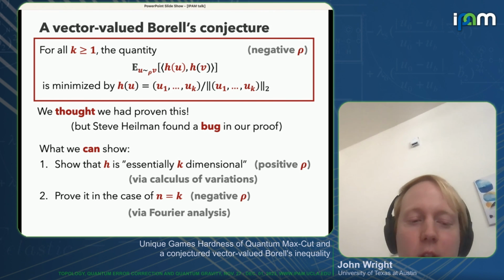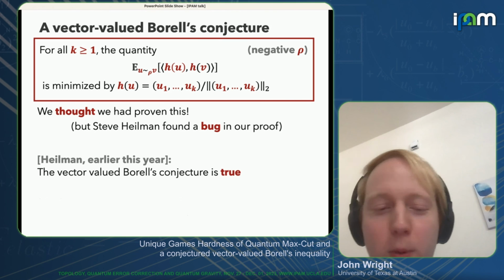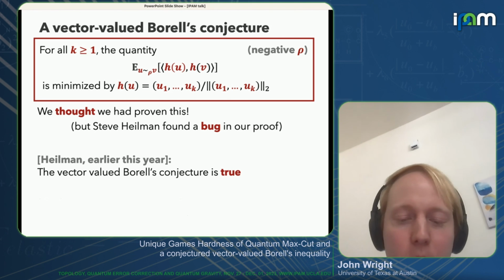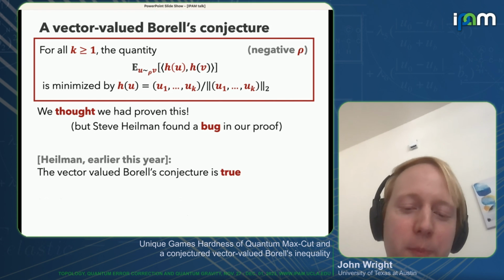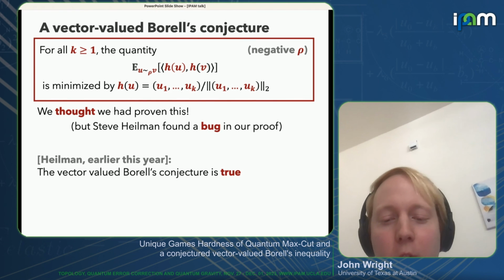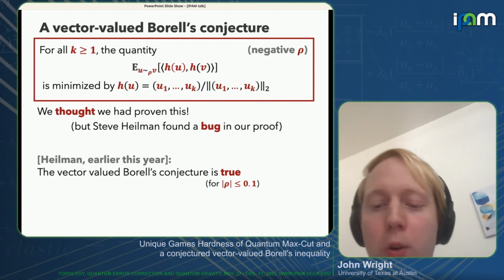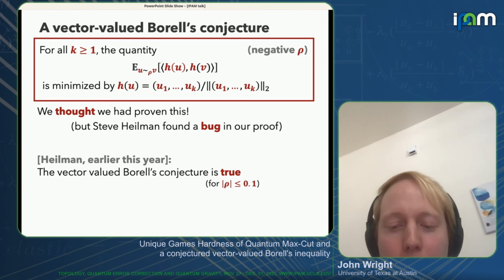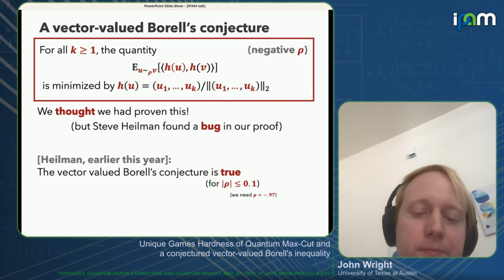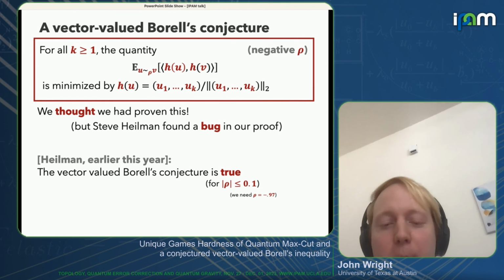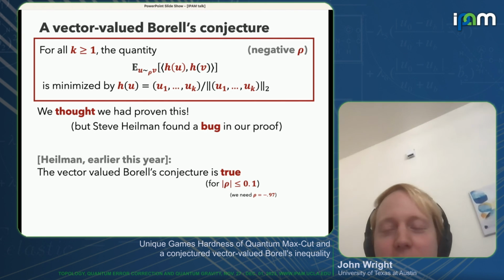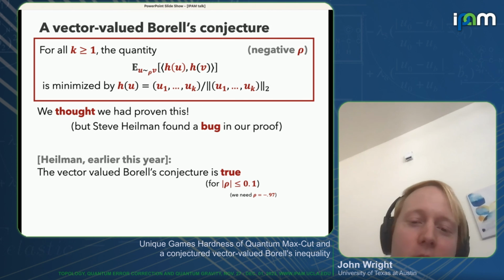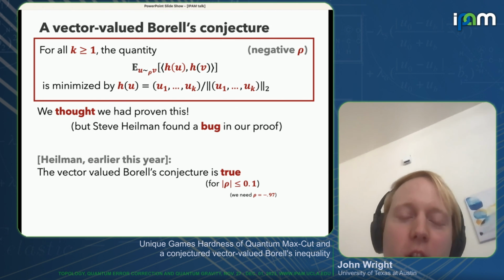But earlier this year, Steve Heilman got us another Christmas present, this one much nicer, where he actually showed that the vector-valued Borell's theorem, or Borell's conjecture, is true. Okay, that's great, we're all done. Except there's a small catch. He's only able to get it for the parameter regime when rho is less than or equal to 0.1 in absolute value. And we need rho to be minus 0.97, so very close to -1. But we're close. Give Steve another year, maybe he'll solve it. Hopefully someone in the audience will solve it. I think it's definitely true. The technology is almost there, just not quite there yet.